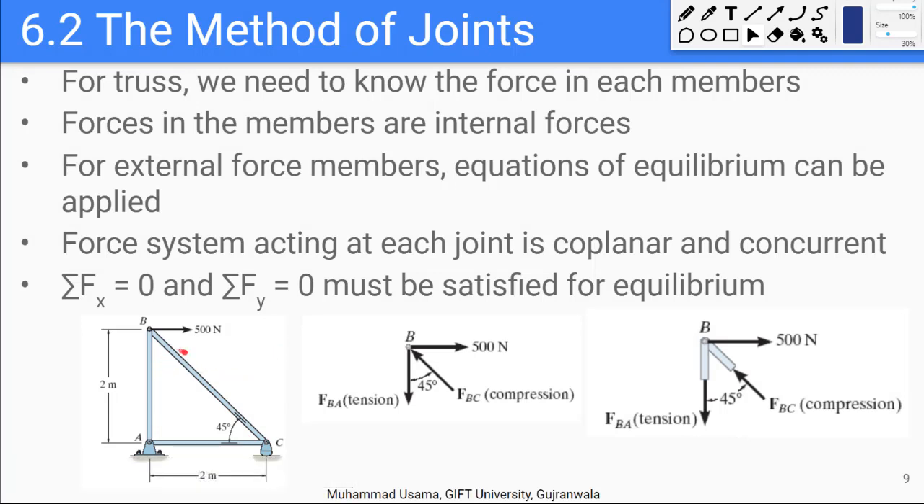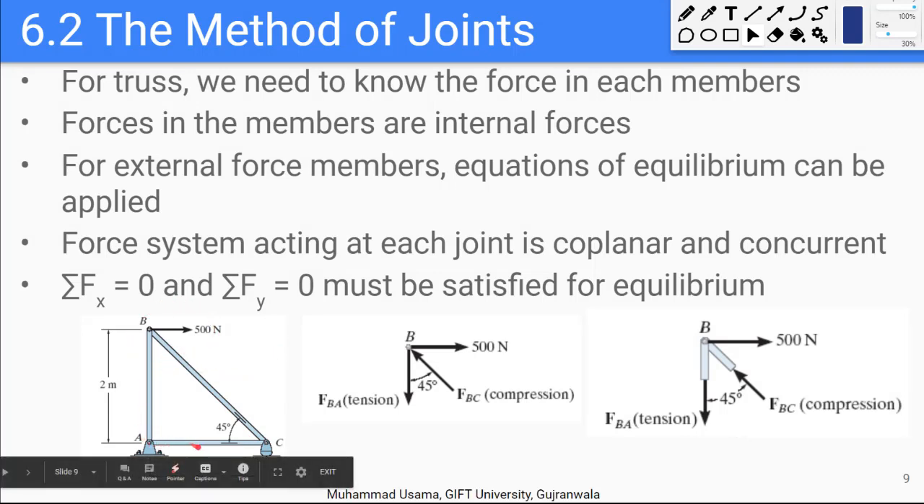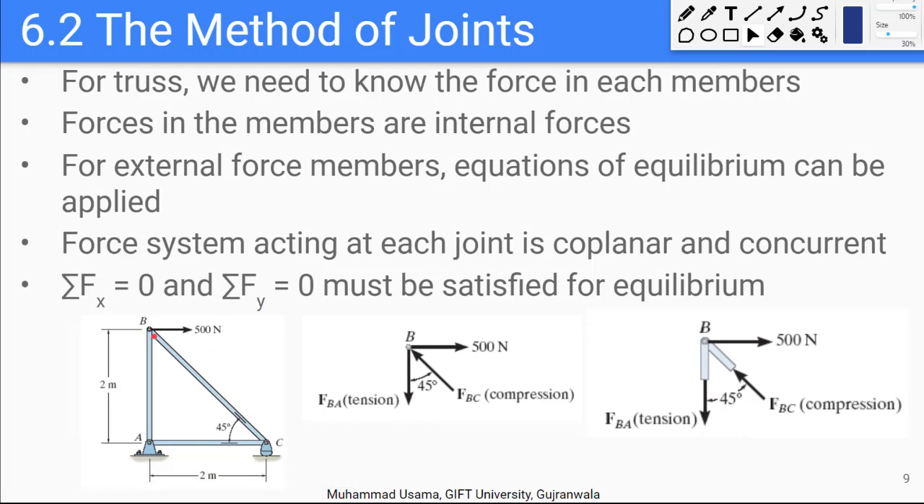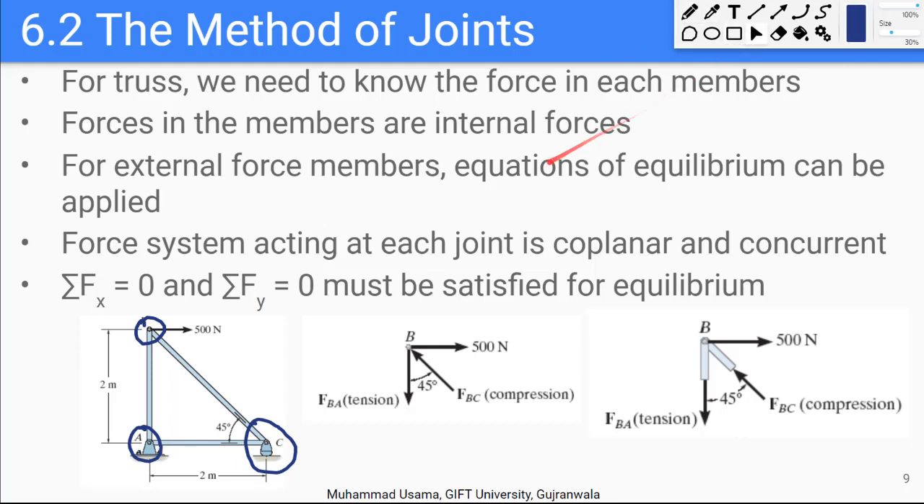For example, if we want to analyze the forces in this truss, we would apply the equations of equilibrium on each joint. We would apply the equations of equilibrium on this joint, on this joint, and on this joint. And so we want to find the external forces, we would be using these equations of equilibrium.